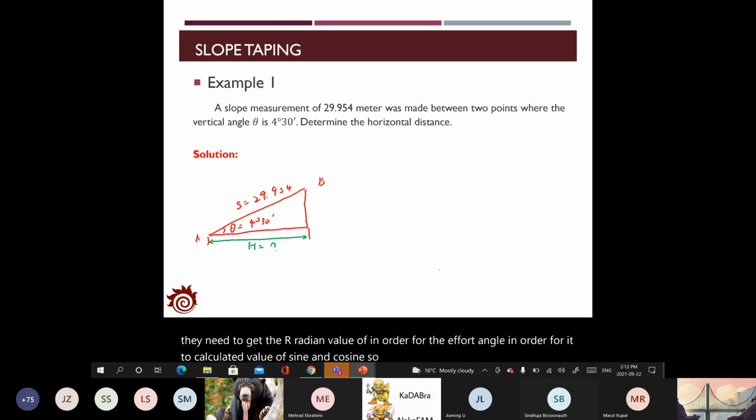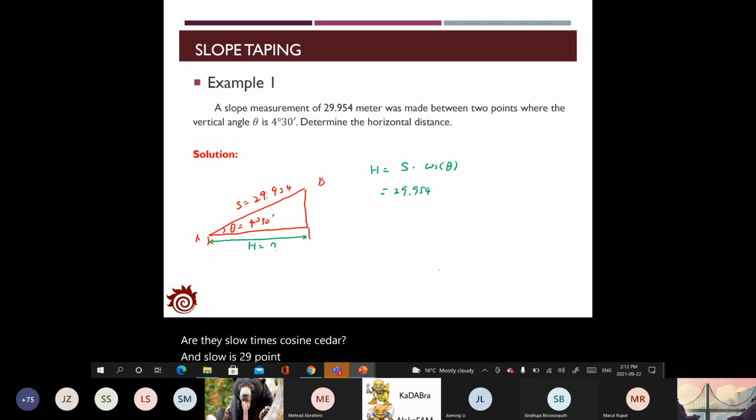So let's say we have the slope and the vertical angle. We have the horizontal distance equal to the slope times cosine theta. The slope is 29.954, and the vertical angle is 4 degrees 30 minutes. And you may have some questions about how to convert the angle from degrees and minutes to radians.